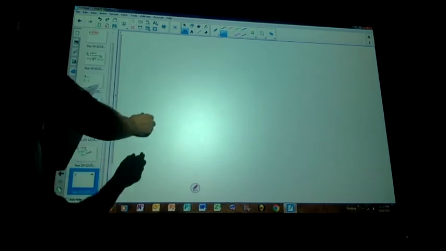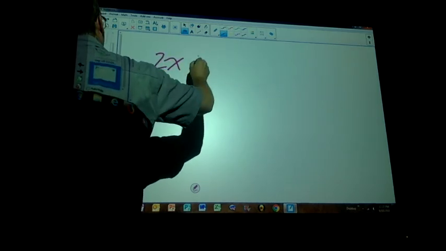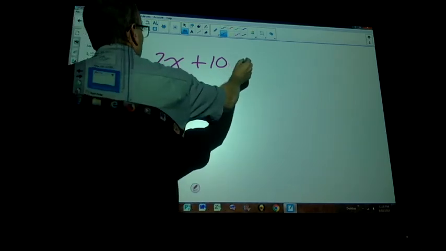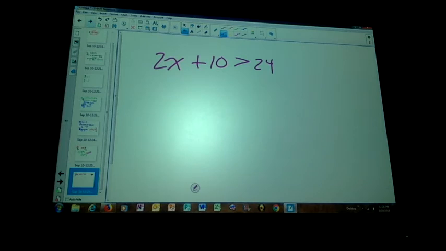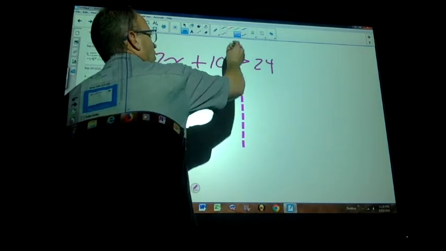I am thinking of a number, double it, add 10, and it's now greater than 24. What could my original numbers be? So how would I solve this? Does anyone know how we solve these? We treat the inequality just like an equal sign.